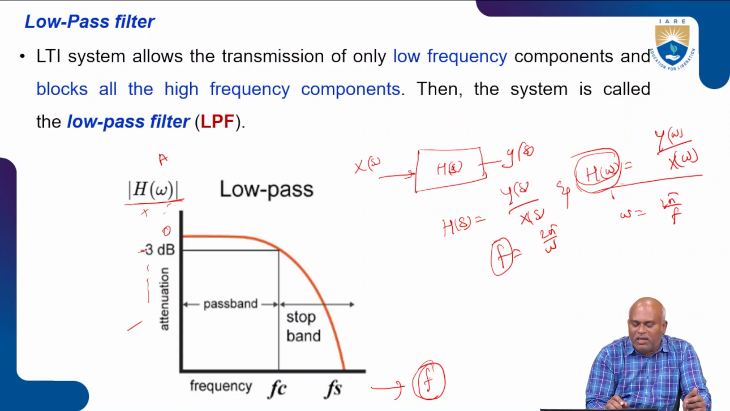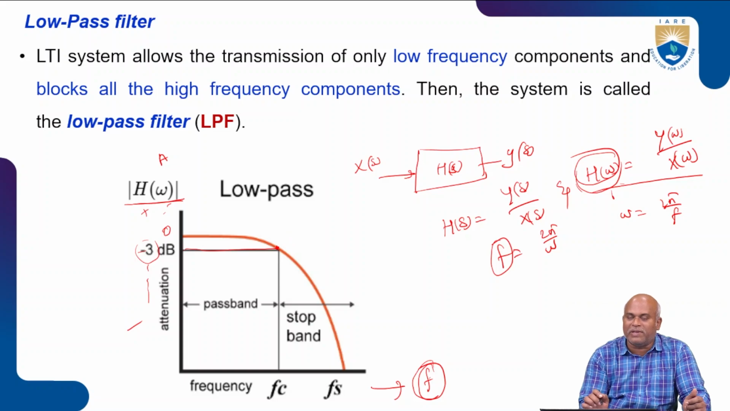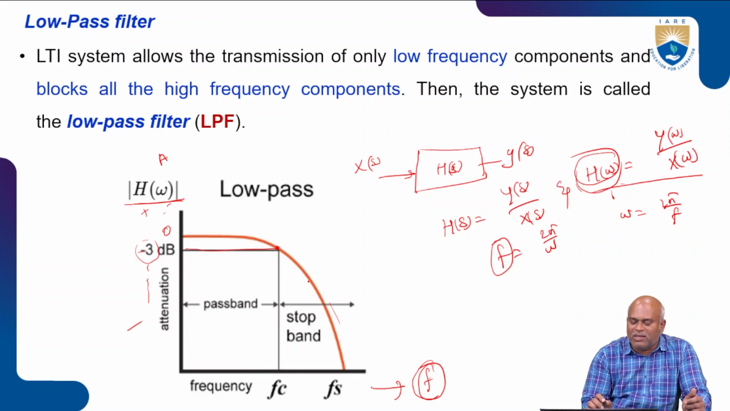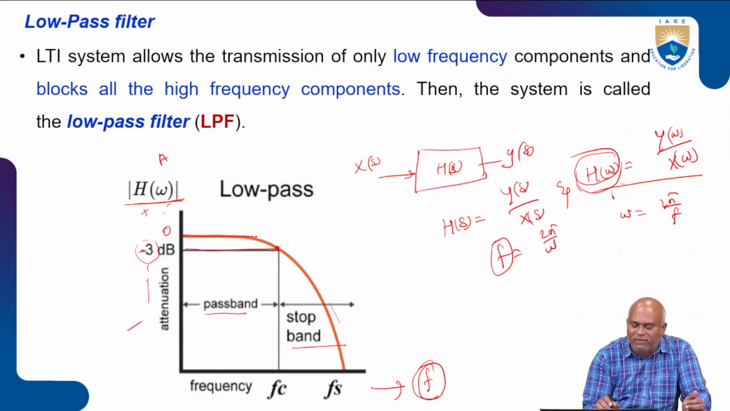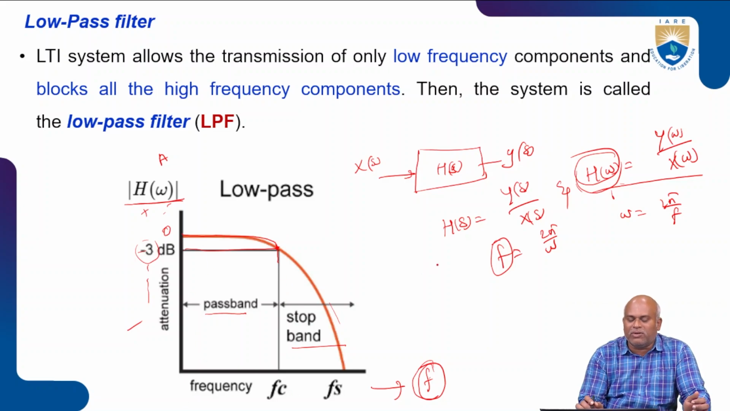Up to minus 3 dB on the decibel scale, the system is conducting, or passing, the frequency. After that, the frequency level decreases. So now we get two different kinds of bands. One is represented as the pass band and the other is the stop band. Up to the 3 dB point, all the frequency is going to pass.